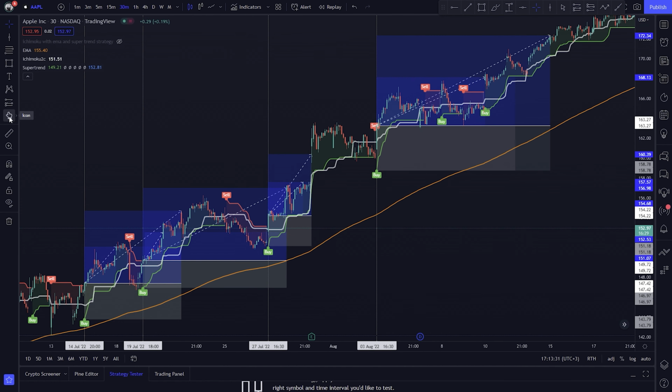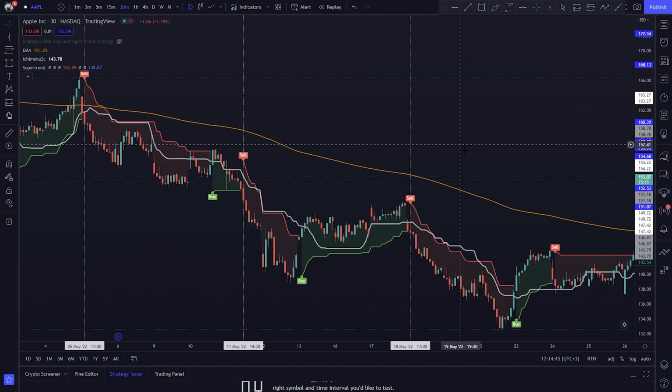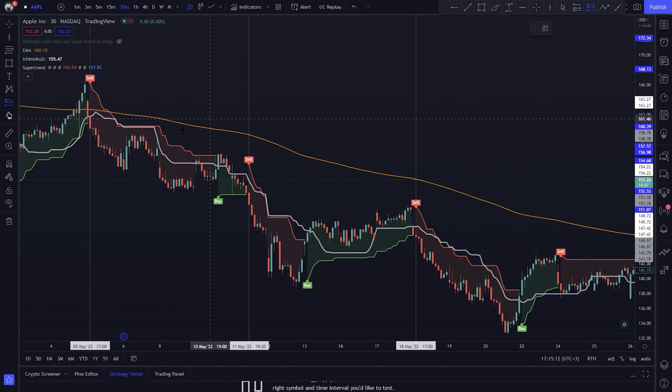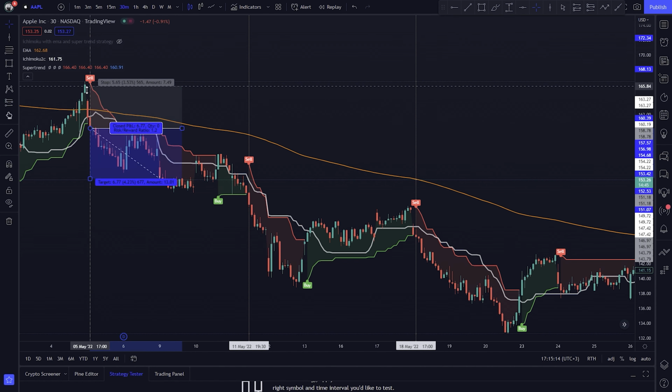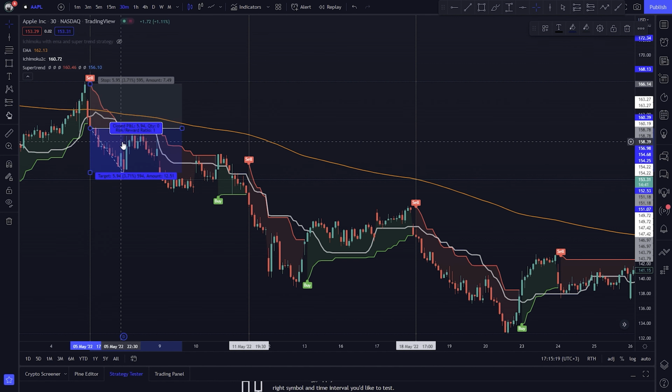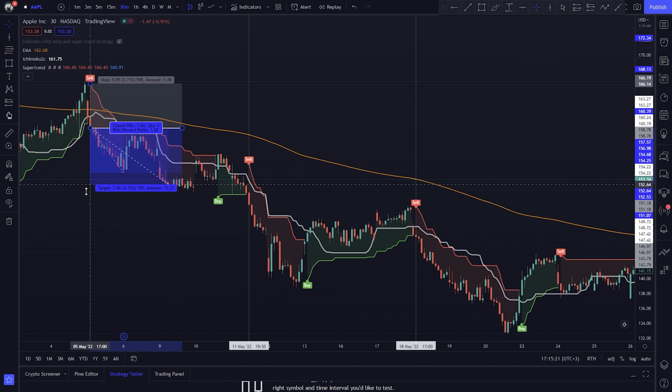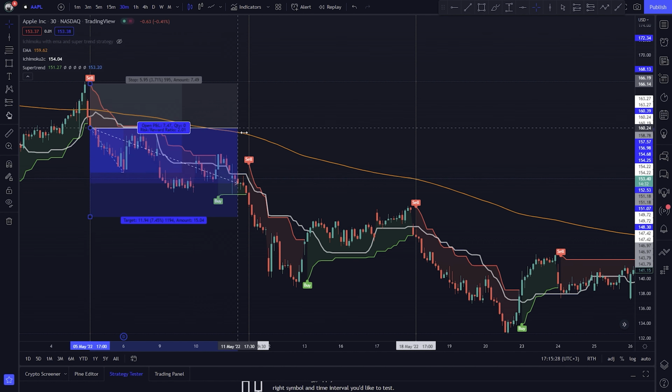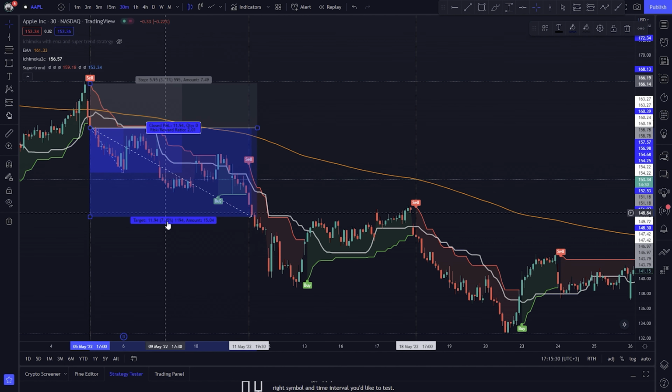Now let's move on to the short condition. For a short signal to be valid, price must close below the 200 EMA and below the white line. With a sell signal from SuperTrend, we can take a short position. Our stop loss must be at SuperTrend. First target is 1 to 1, and second target is 1 to 2. Here all conditions are fulfilled.